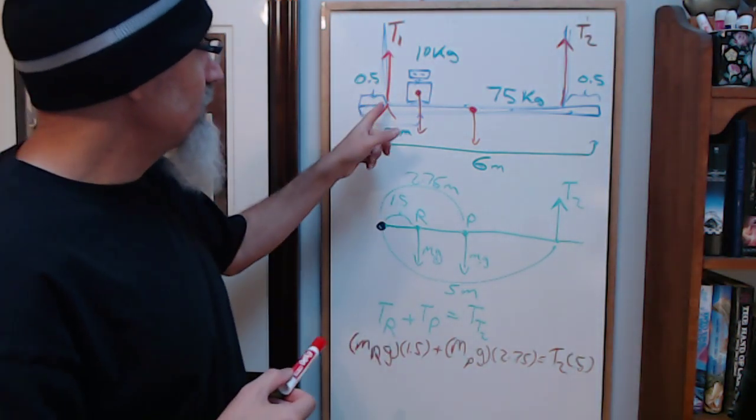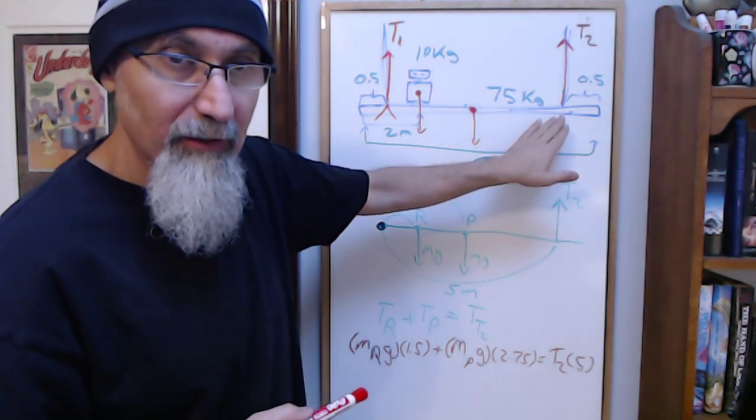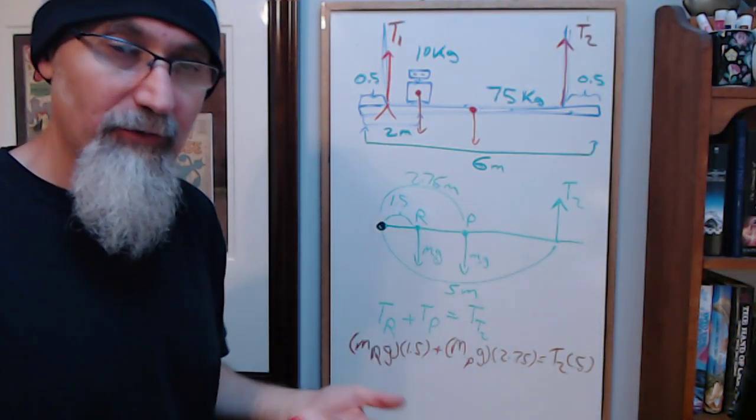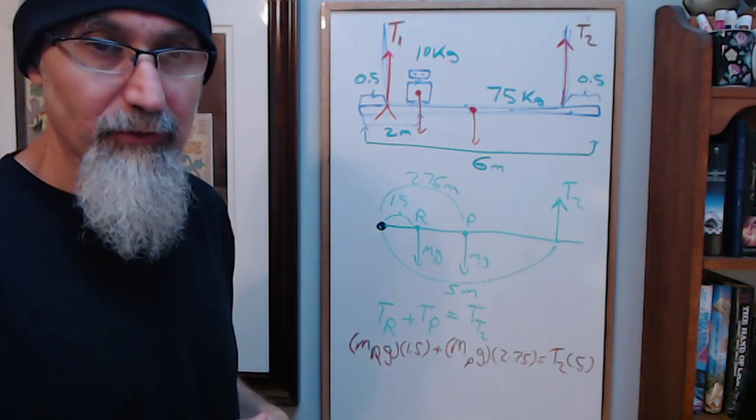How do you find this one? You move your pivot from here and you put it there. You measure everything from here this way, the distances, right? And you solve for T1. Nice problem, really fun problem to do.